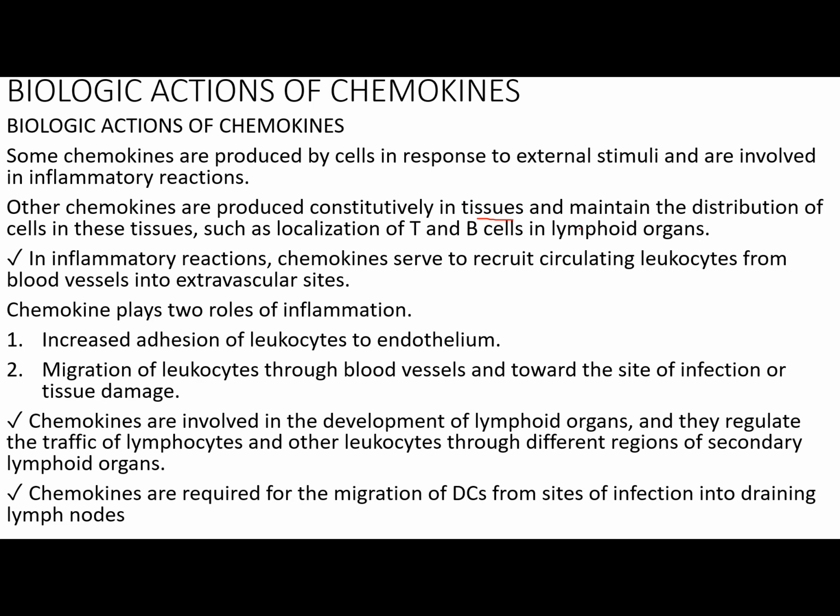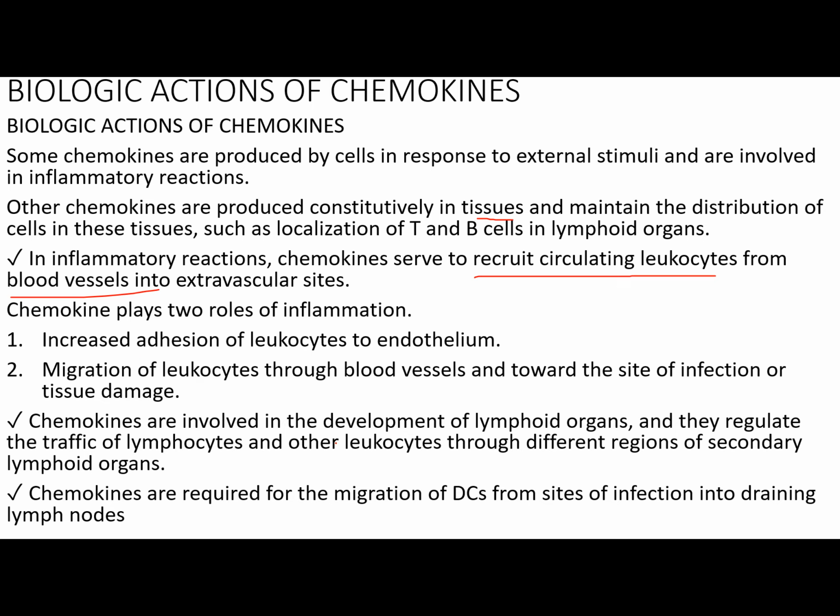Now, in inflammatory reactions, chemokines would serve to recruit circulating leukocyte from blood vessel into extravascular site. Now, chemokines would play two roles in inflammation. They increase the adhesion of leukocyte to the endothelium, and they cause the migration of leukocytes through blood vessel and toward the site of infection or tissue damage. So, yan yung two roles nila class kapag may inflammation. Increased adhesion and migration of leukocyte.